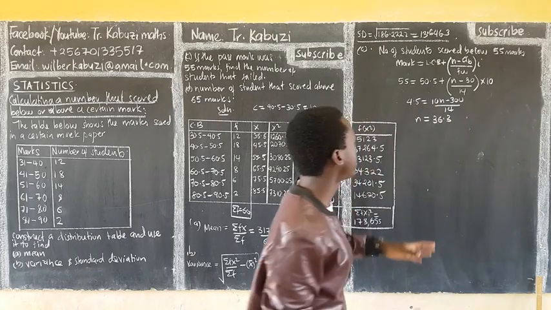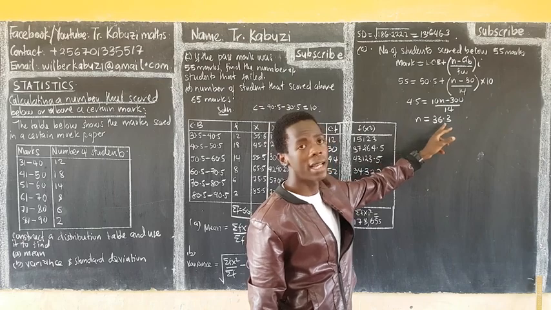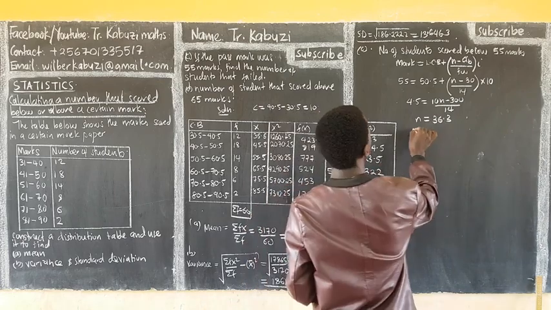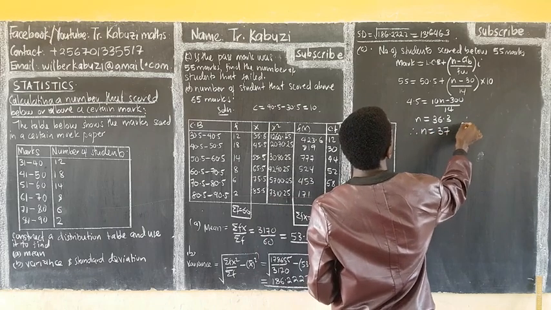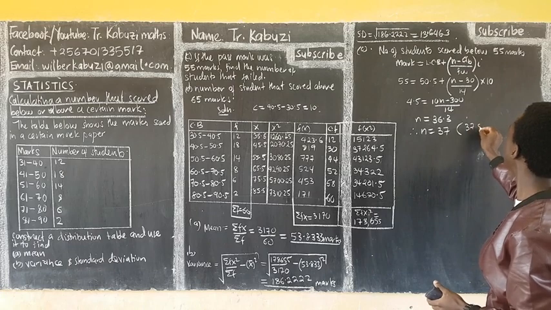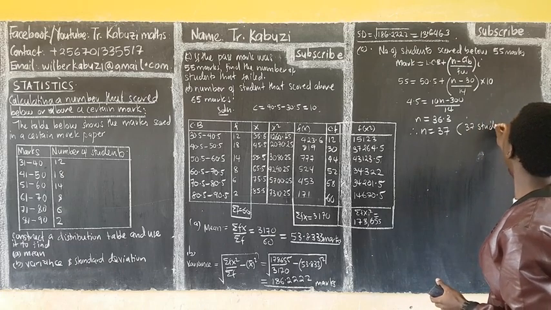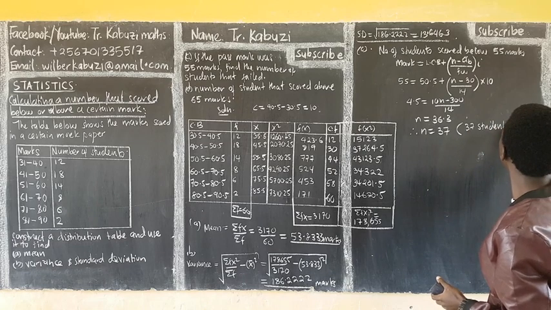36.3. Now when you get this value, it means that they are above 36, so you give the next integer. Therefore, the number of students is going to be 37. So you indicate that 37 students failed.